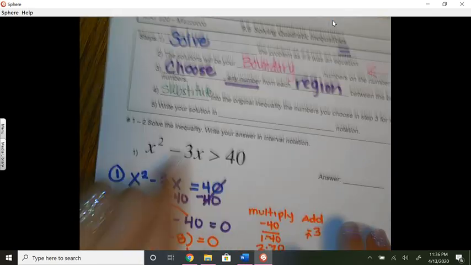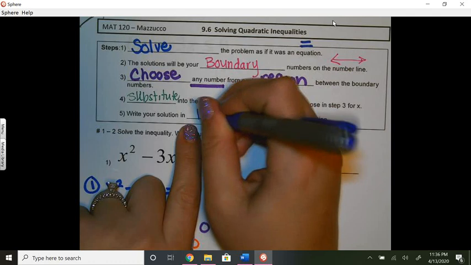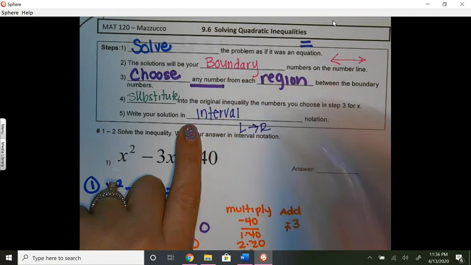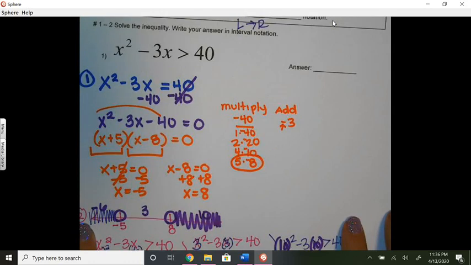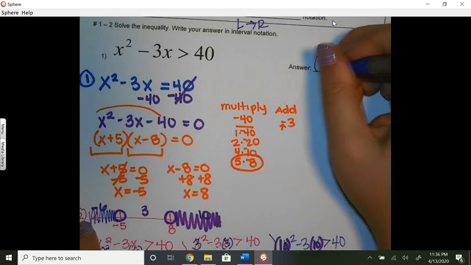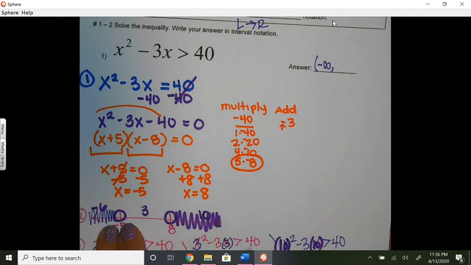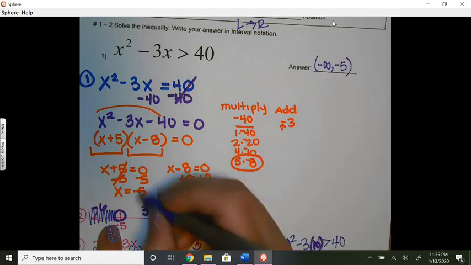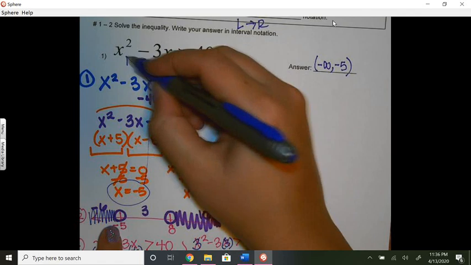So then step 5, you're going to write your solution in interval notation. And remember, we always go left to right when we do that. So we're going to look at our graph here and go from the left to the right side. So on the left side, it's going infinitely to the negative side, so negative infinity. And then it stops at negative 5, and there's a parenthesis because x can't be negative 5. If we plug it in here, it won't work.